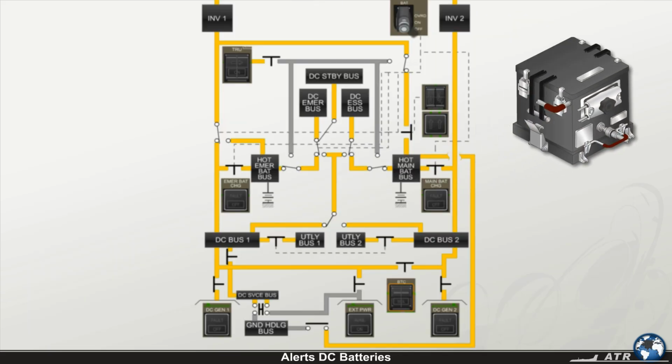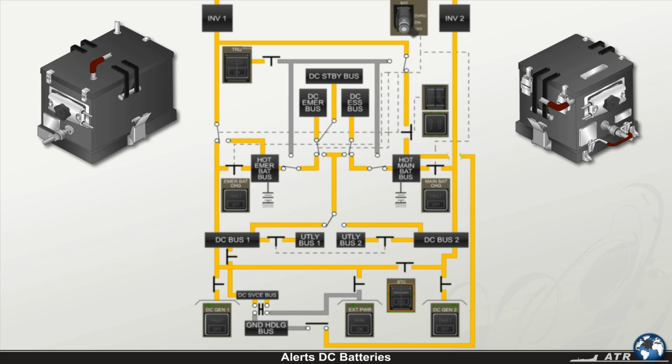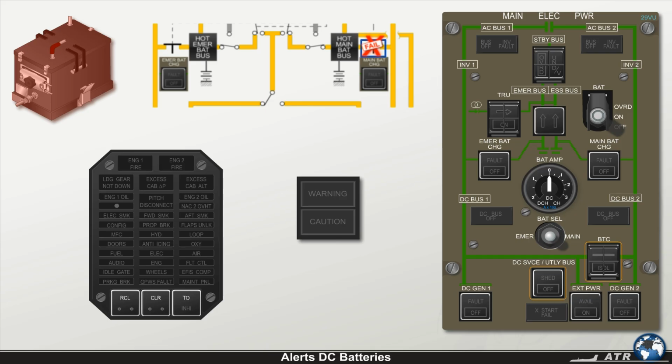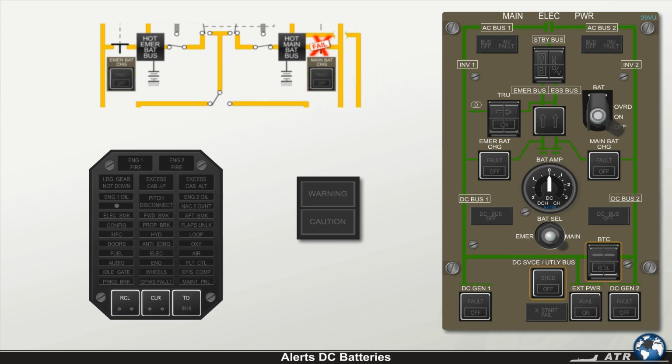The following alerts concern the main and/or emergency battery or their respective charge contactors. Either a thermal runaway of one of the batteries or a failure of one of the battery charge contactors will cause the activation of the CCAS, resulting in the flashing of the master caution light, the generation of a single chime, and illumination of the amber electric light on the CAP. Simultaneously, the amber fault in the respective battery charge push button comes on to provide detailed failure information.